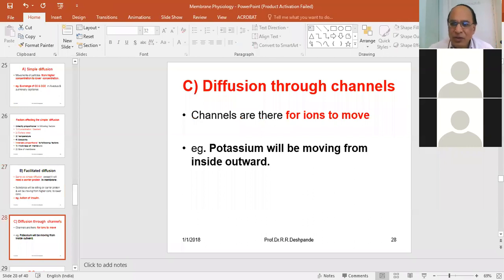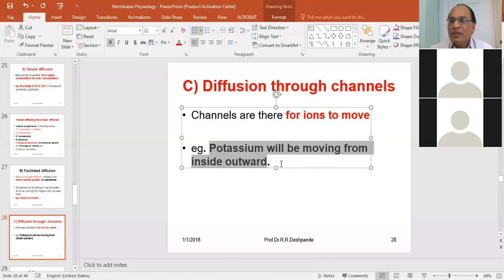Next, sometimes diffusion takes place through some particular space area, a particular channel. That is called diffusion through channels. For example, potassium will be moving from inside to outside. Sodium is outside and potassium is inside. That is called the resting membrane potential. The cell membrane has positivity and negativity: positivity outside, negativity inside. So Na plus is outside, K plus is inside.